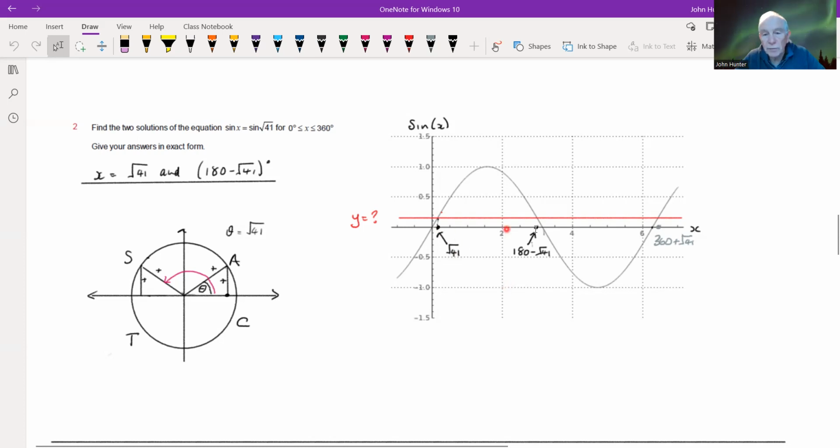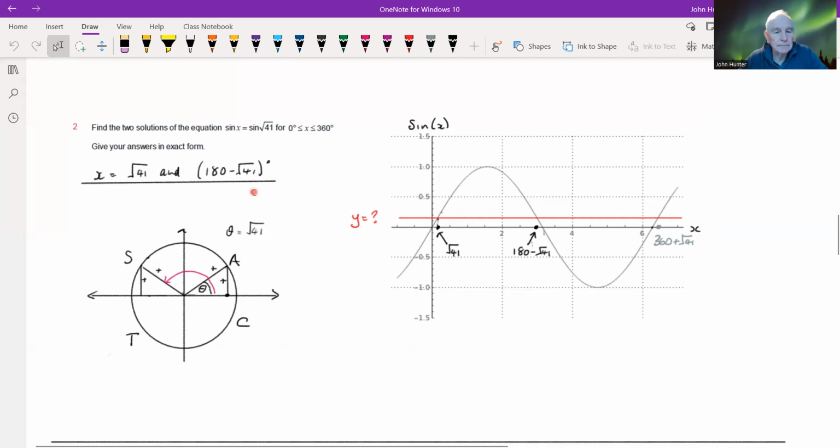Now, we've got both of these repeated every 360. So we've got another solution here, which is 360 plus root 41. But it's outside the range that we're interested in, so that's why I've shown it in grey. So basically, these are our two solutions to this equation: x equals square root of 41 and 180 minus square root of 41 degrees.